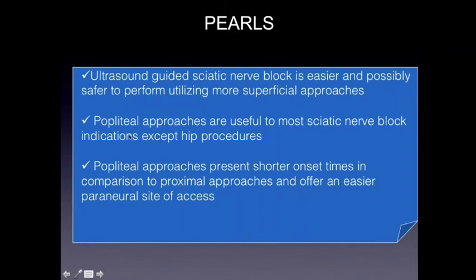The second one, as I've already said, is that popliteal approaches are useful for most sciatic nerve block indications except hip procedures. The popliteal approach presents shorter onset times in comparison to the proximal approach, and offers an easier paraneural site of access because of its anatomical aspects of division, and we can clearly depict the paraneural sheath and the exact spot to pierce the fascial layer.